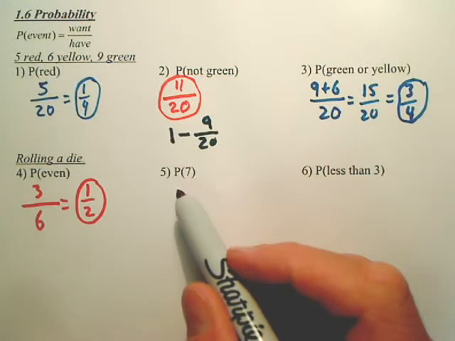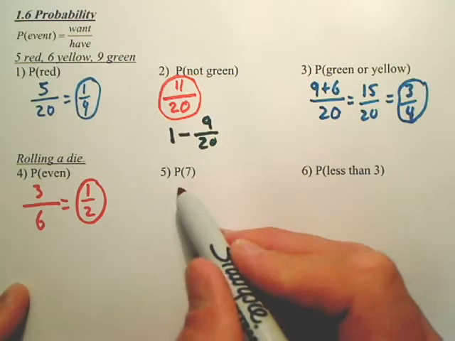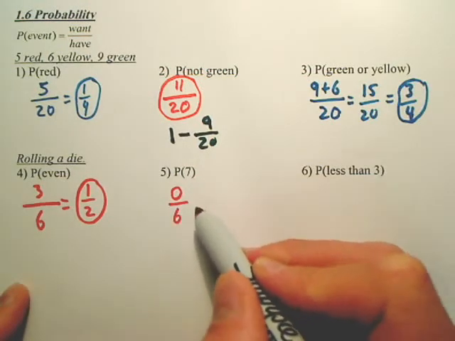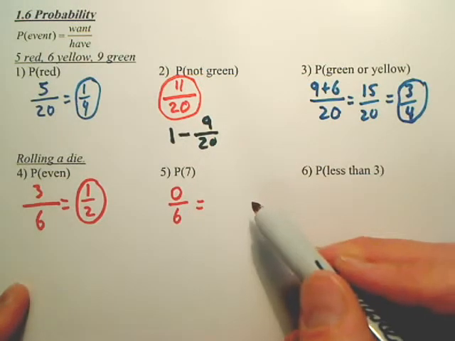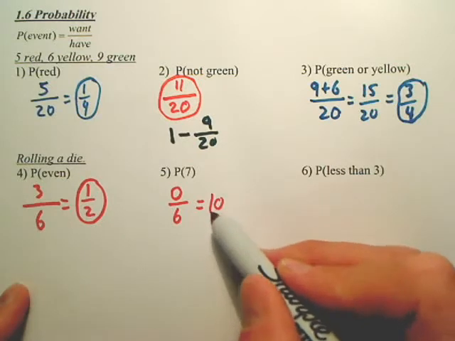Number 5 is kind of tricky. What's the probability of getting a 7? 0. You have no way out of the 6, which means what? 0 divided by 6 is 0.